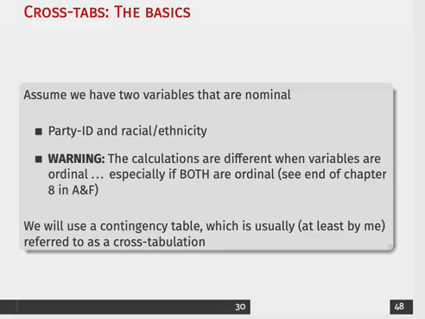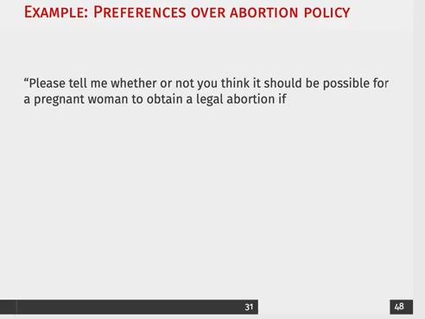Now, assuming that we have nominal variables, we're going to use a contingency table. Now, you may hear some people talk about cross tabulations. I usually refer to it this way, but I've heard people use contingency table, and that's how it's referred in the text. So I'm going to keep saying it in that manner. But we can think of an example.